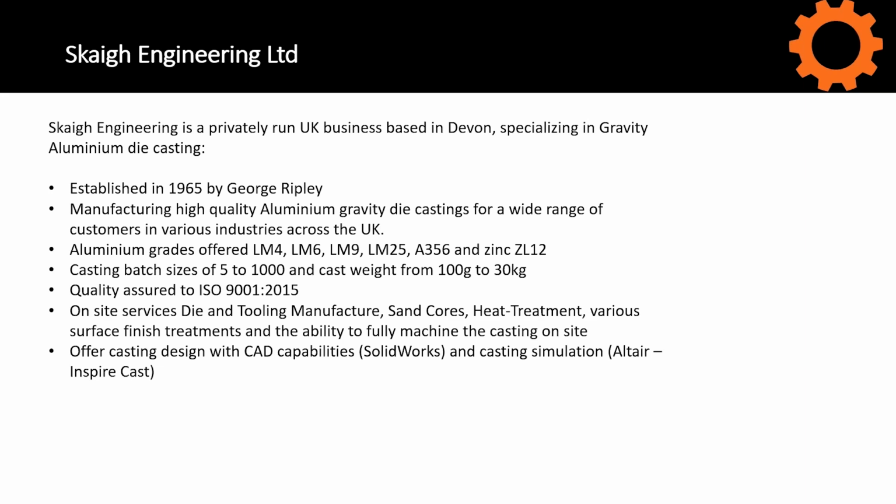Several grades of aluminium and zinc. Our casting batch size is 5 to 1,000 components, weighing from 100 grams to 30 kilograms. We're quality assured. We have on-site facilities. We have a tool room. We manufacture shell cores. We do our own heat treatment. We do offer surface finishing that is done off-site. We also have our own machine shop, and obviously we offer casting simulation as a problem solver and also on customer new designs.